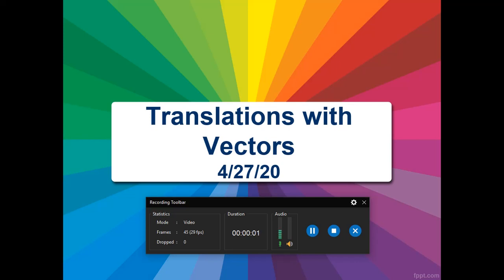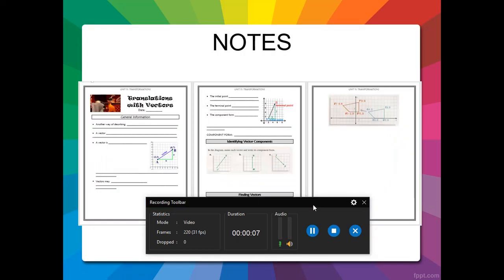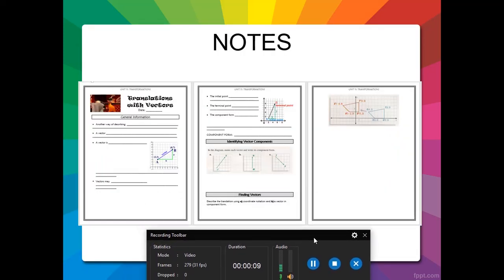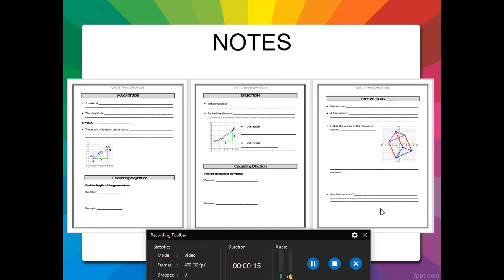Today's lesson is translations with vectors, and today is April 27th. The note packet for this lesson has 6 pages, so in case your packet is mixed up, here's our first 3 pages and our last 3.